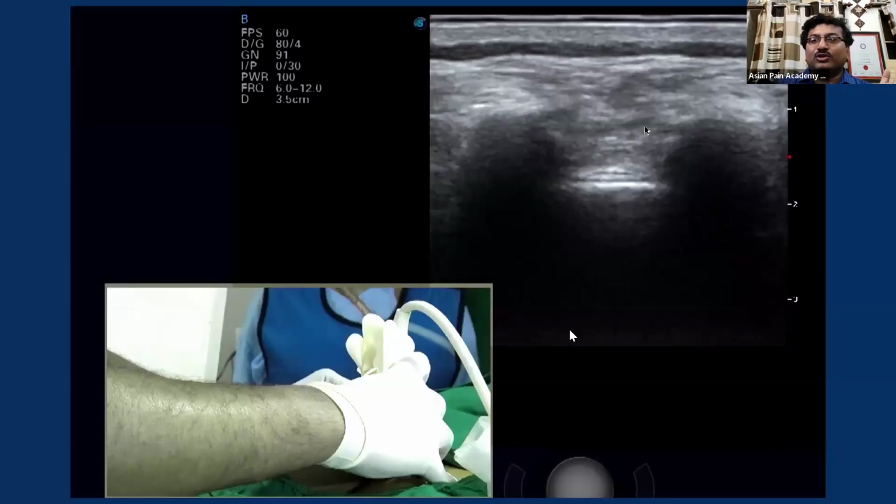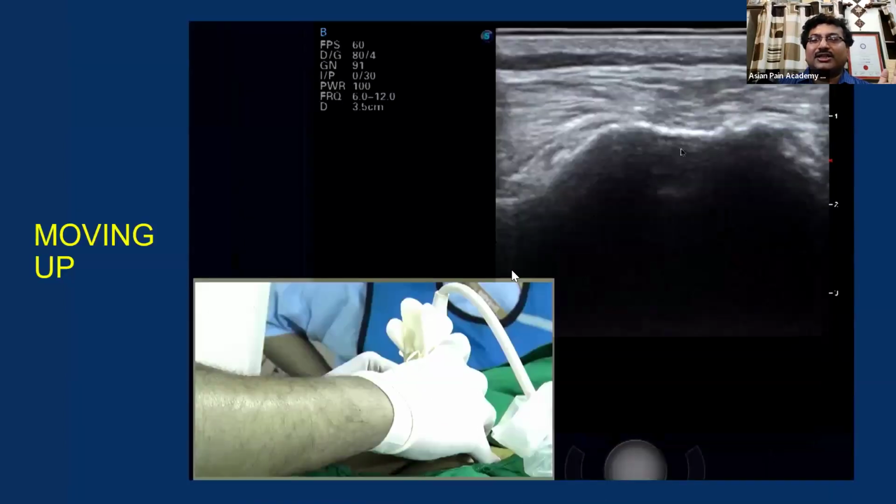So you have to put the probe like this, and then you have to enter in between these two sacral cornua. And in this picture, we have moved up and we are seeing the posterior table here. In this part, we are not able to see the lower portion, because the posterior part of the S4 and S5 vertebral body are not visible at this point.